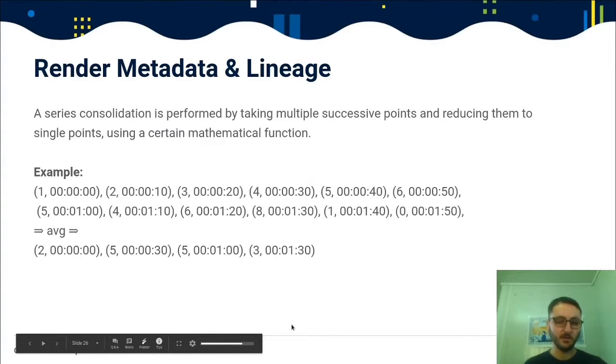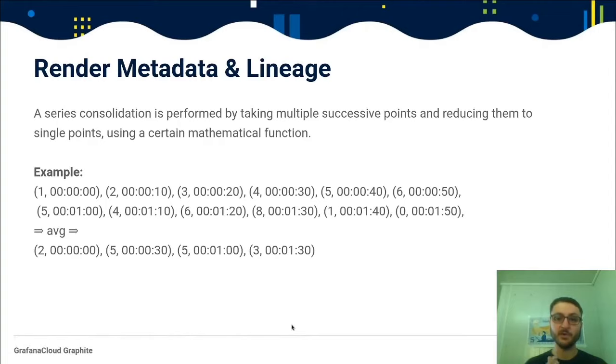Before I explain all this, let's make sure that we agree on what consolidation is. A series consolidation is performed when you take multiple successive points of a series and you reduce them to single points using a certain mathematical function. In this example, we have a series that has a point every 10 seconds, and we want to reduce that so that it has a point every 30 seconds. We do that by taking groups of 3 points together and taking, in this case, the average of those 3, but it could also be the sum of the 3 or the minimum value amongst the 3, the maximum, and so on.